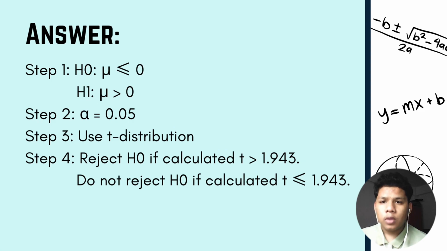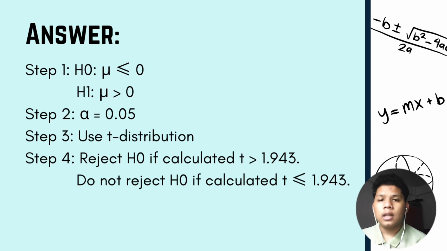And for the answer, step 1 is determine the H null and H1. H1 will be mu is larger than 0 because the question asks what is the decision regarding the hypothesis that the training was effective in improving customer relationships. So the keyword is improving or improve, so that the mu will be larger than 0. And automatically, the H null will be mu is less than or equal to 0. And step 2, we determine the alpha value, which is given by the question, alpha equals 0.05 significance level. Step 3, we use t distribution because these are samples.